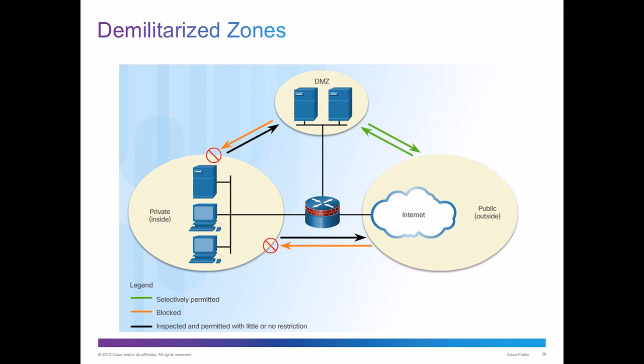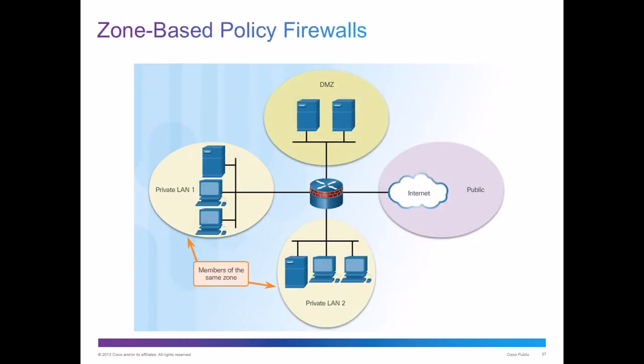Anyway, let's continue. Here's the zone-based policy firewalls. To make it easier, you create zones without having to create lists and apply them and put security guards. If you have 2 private LANs that are attached to this firewall, and they are members of each other's zone, they can go through without having any inspection. They can talk to each other freely, right?